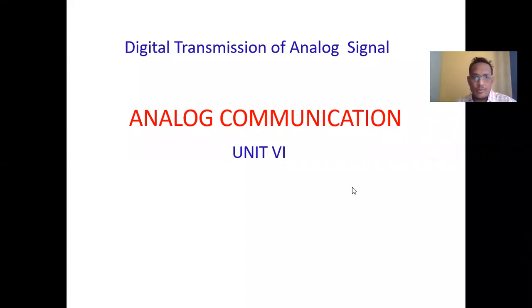Hello friends, good morning. Today we will discuss unit number 6 of analog communication, that is called digital transmission of analog signal. As I said earlier in the previous lecture, the syllabus of your analog communication starts from amplitude modulation, then frequency modulation and phase modulation.